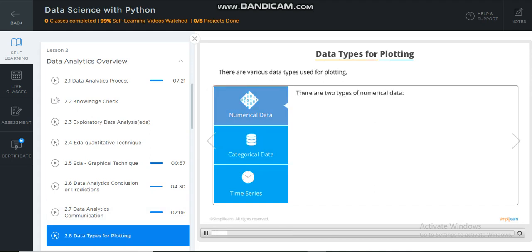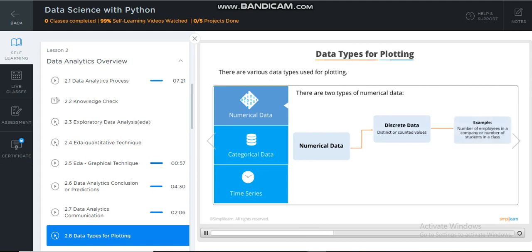The first type of data is numerical data. There are two types of numerical data. One, discrete data. It holds distinct or counted values. For example, the number of employees in a company or the number of students in a class. Two, continuous data. It holds values within a range which can be measured. For example, the height can be measured in feet or inches and weight in pounds or kilograms.